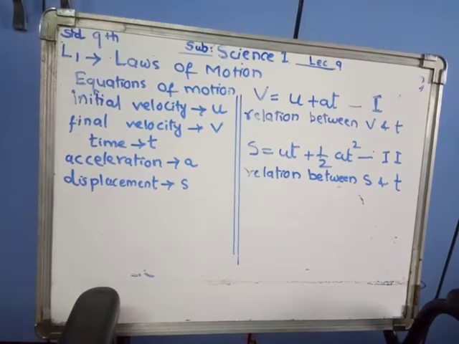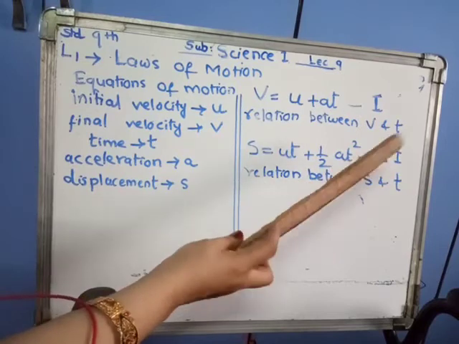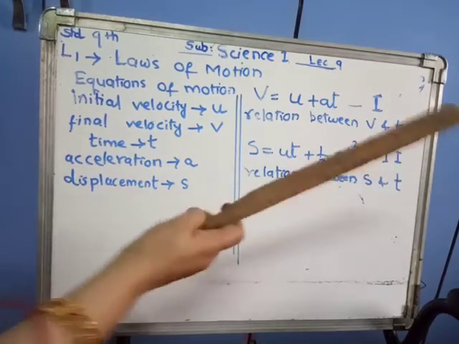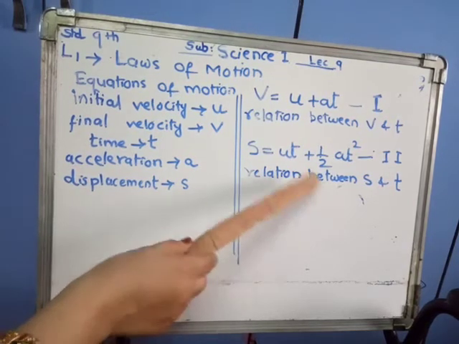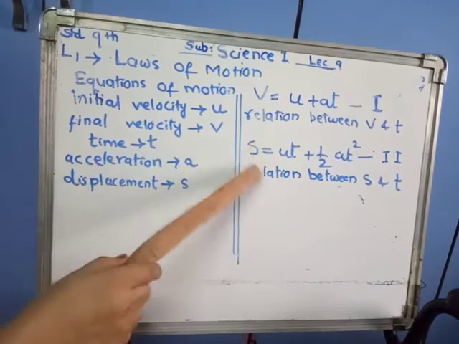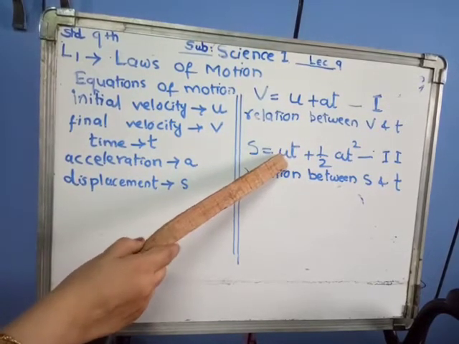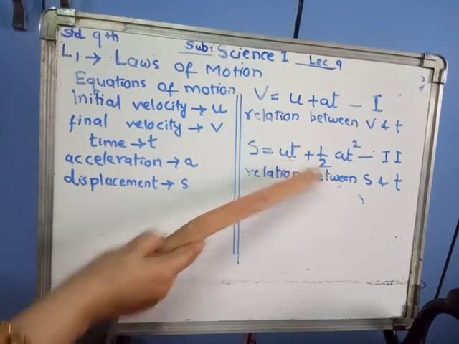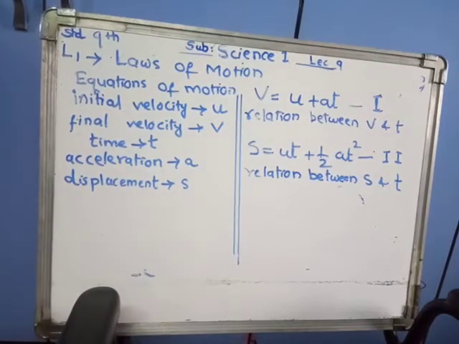Second equation is s = ut + ½at². This is the second equation of motion. It denotes the relation between displacement and time. s is the displacement, u is initial velocity, t is time, a is acceleration. This is Newton's second equation of motion, which shows the relation between displacement and time.